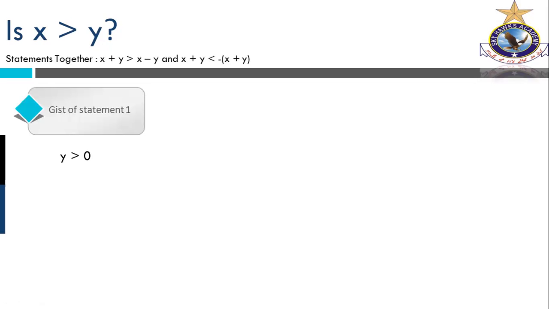That y must be greater than 0. What I mean to say is y is greater than 0. This is the gist of statement 2. Are you getting this? That y is greater than 0?